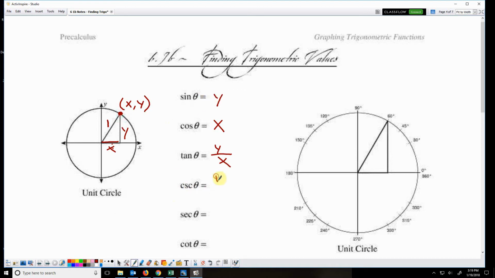Cosecant is the reciprocal of sine, so it's 1 over y. Secant is the reciprocal of cosine, 1 over x. And cotangent is the reciprocal of tangent, x over y.